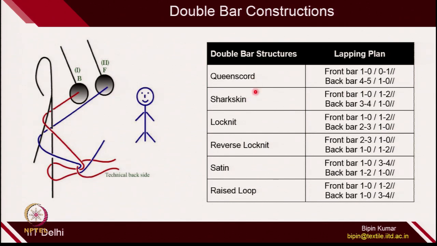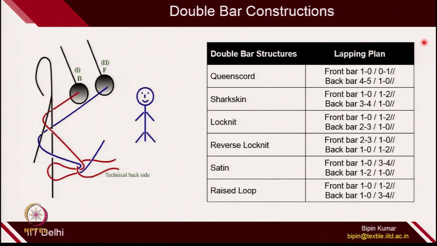So, these are some generic names: quince cord, sark screen, lock knit, reverse lock knit, satin or raised loop. All these 6 types of structures can be easily made on tricot warp knit machines, which have 2 guide bars and 1 needle bed. And once you follow these lapping plans, those structures can be made.